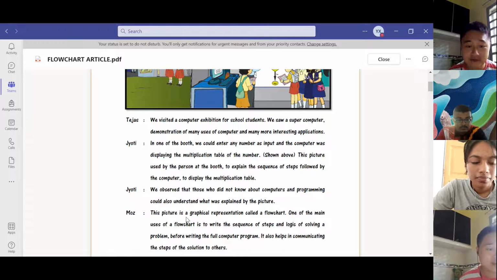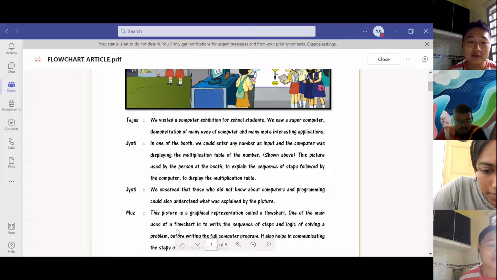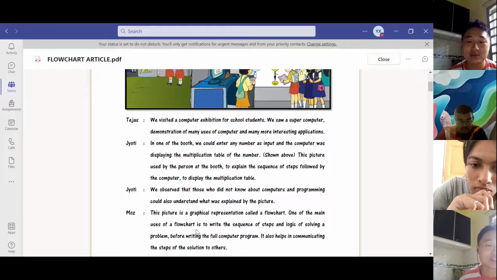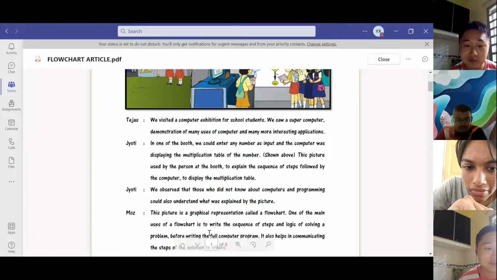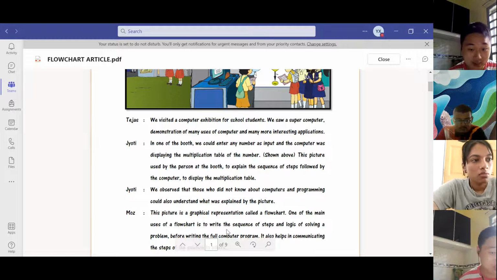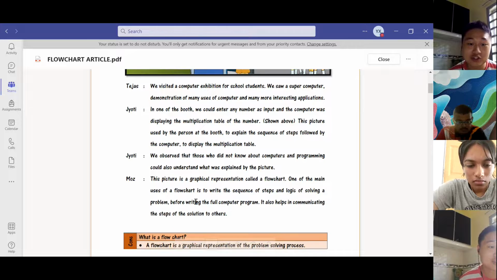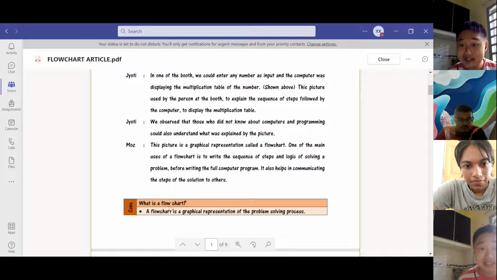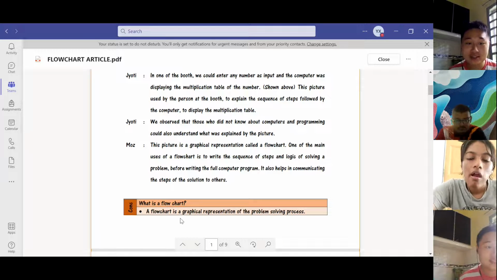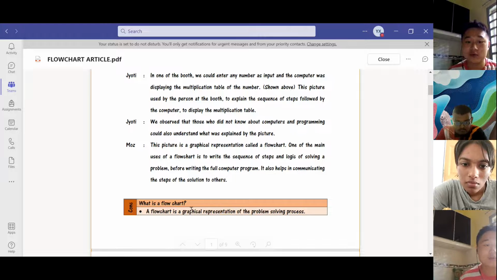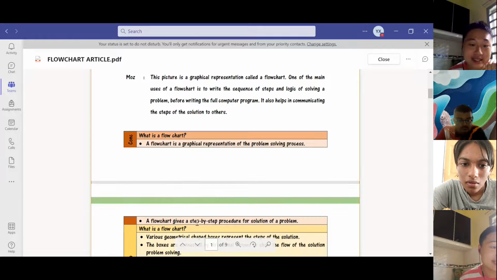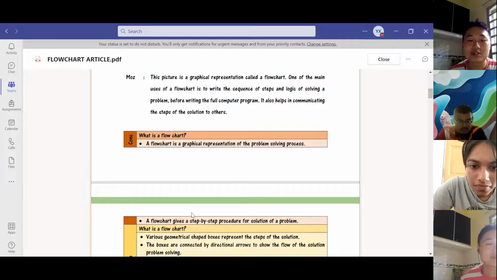This picture is a graphical representation called a flowchart. One of the main uses of a flowchart is to write the sequence of steps and logic of solving a problem. Before writing the full computer program, it also helps in communicating the steps of the solution to others. So, what is a flowchart? A flowchart is a graphical representation of the problem-solving process, and it gives a step-by-step procedure for the solution of a problem.